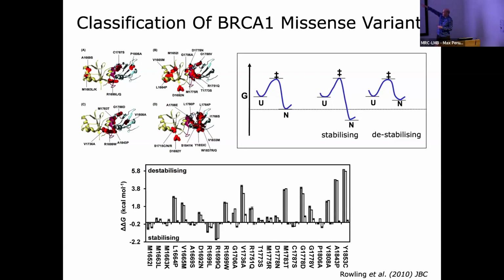If you destabilize the native form, then there's going to be much more going over that barrier, so you're going to have much more unfolded. And this is what they see at the bottom here. Lots of them are destabilizing, some of them have no effect at all, and some of them are actually stabilizing. So of course, the important thing is that the destabilizing mutants at body temperature are maybe going to have more unfolded material of these BRCT domains, which then means it's not going to work.